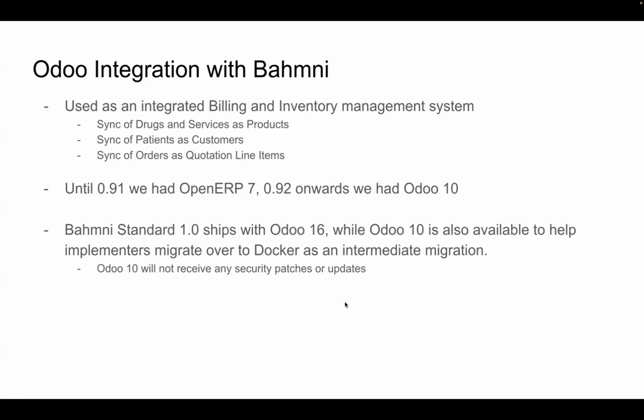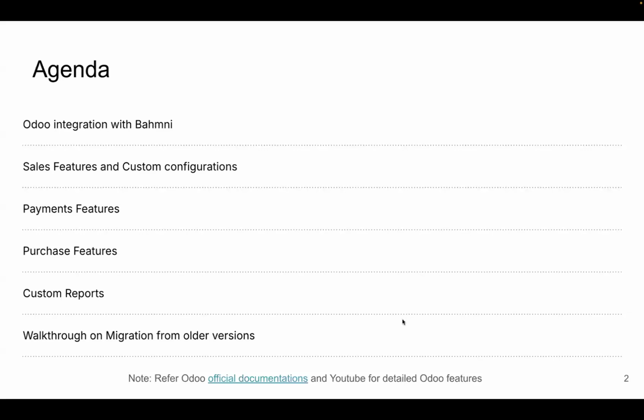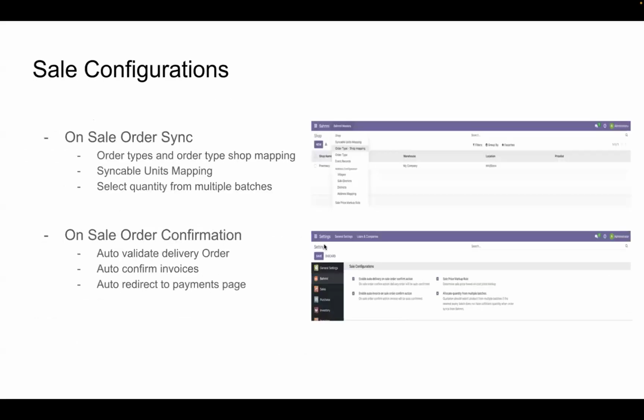But yeah, we have Odoo 10 as well to help implementers move from CentOS based or any older versions to Docker directly as a database backup and restore mechanism. But that's going to be an intermediate migration for you, as Odoo 10 is out of support from the Odoo community and it likely will not receive any security patches or updates. So we recommend migrating to Odoo 16 as soon as possible. Okay, so with that said, let's go into the configuration.